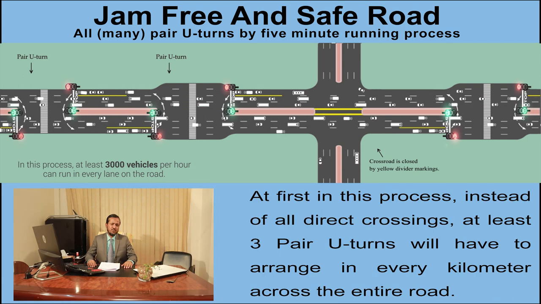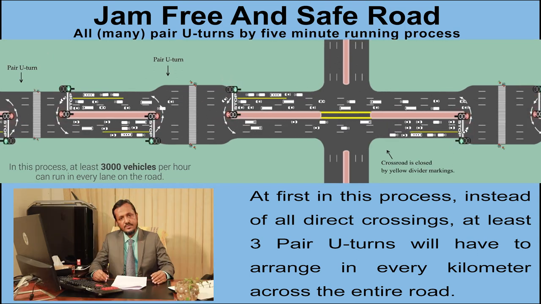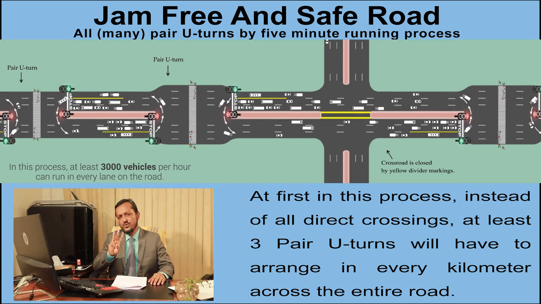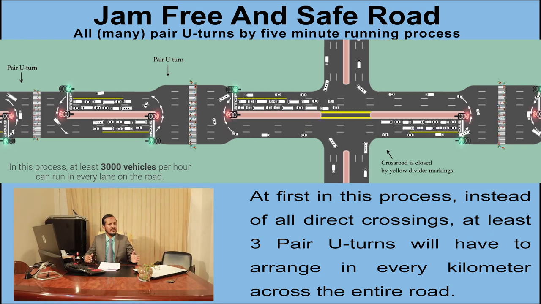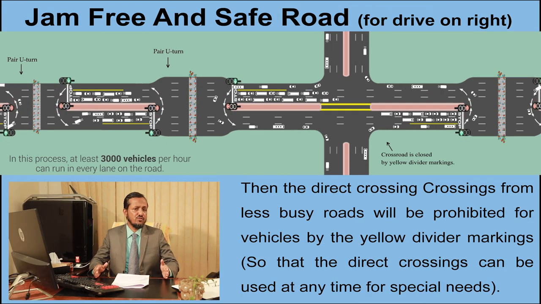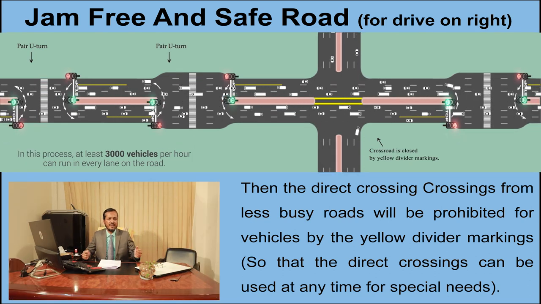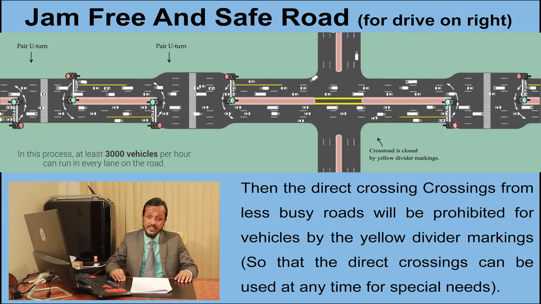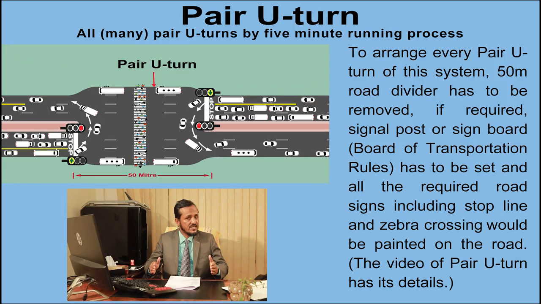At first in this process, instead of all direct crossings, at least 3 pair U-turns will have to be arranged in every kilometer across the entire road. Then the direct crossings from less busy roads will be prohibited for vehicles by yellow divider markings. To arrange every pair U-turn of this system, 50 meters of road divider has to be removed.